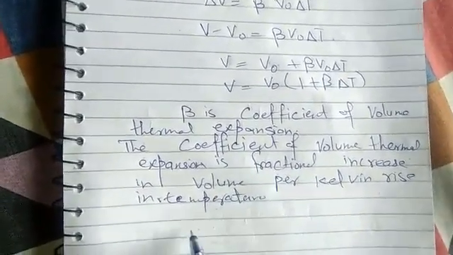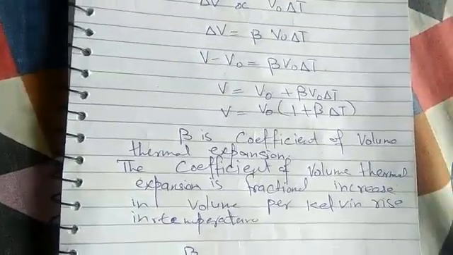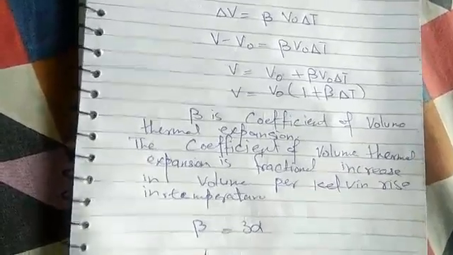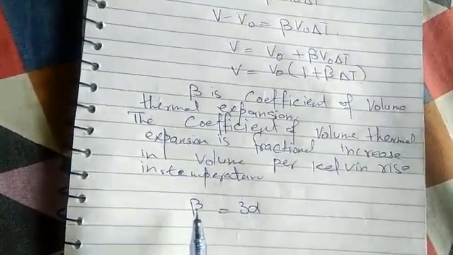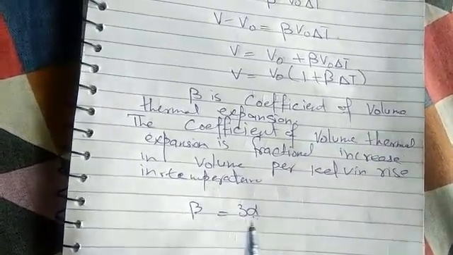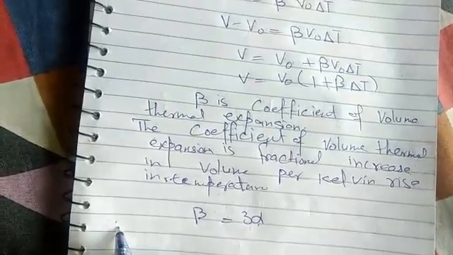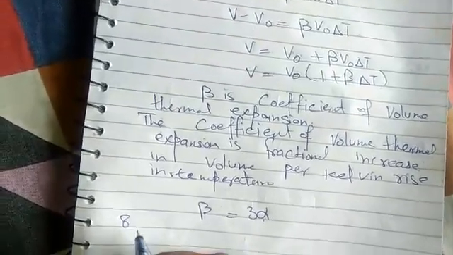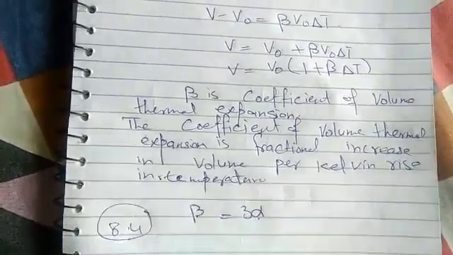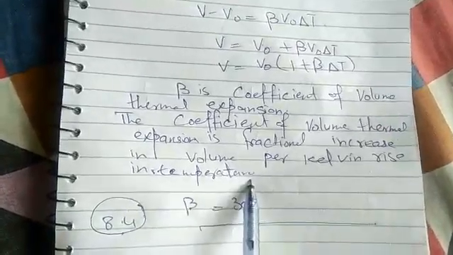So the relation between the coefficient of volume thermal expansion and the coefficient of linear thermal expansion is beta is equal to 3 alpha. This is the relation between the coefficient of volume thermal expansion and the coefficient of linear thermal expansion. The values of the coefficient of volume thermal expansion of different materials are shown in table 8.4. You have to learn this table for your short questions or MCQs. Now we have to do an example related to this topic.